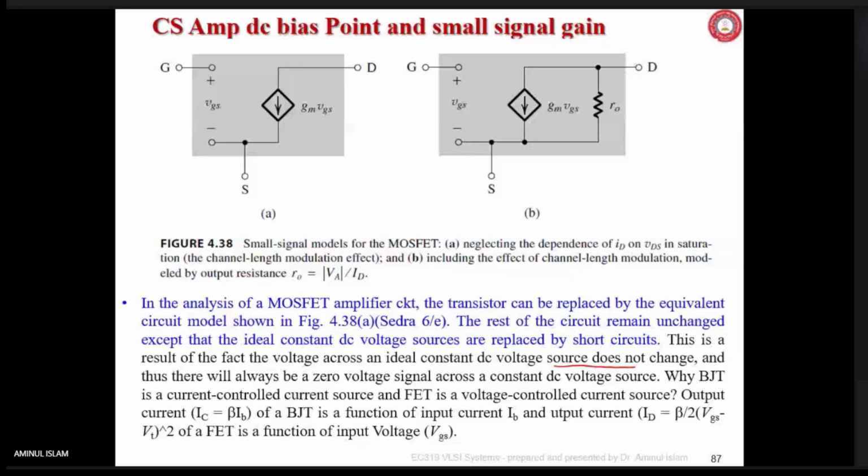Why is a BJT a current controlled current source and a FET a voltage controlled current source? The output current IC equals beta IB for a BJT, a function of input current IB, and the output current ID equals beta by 2 times (VGS minus VT) squared for a FET, a function of VGS. Okay, this is the reason.